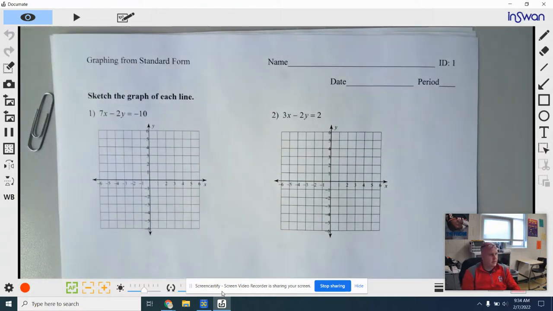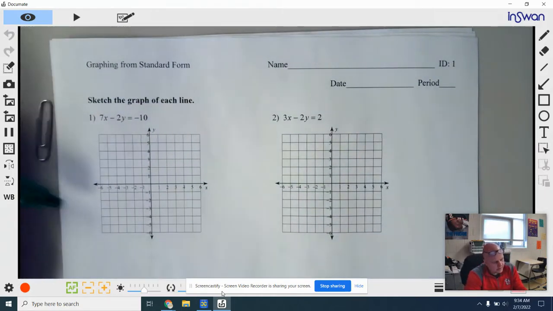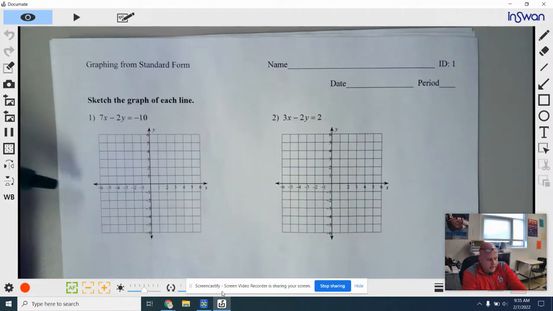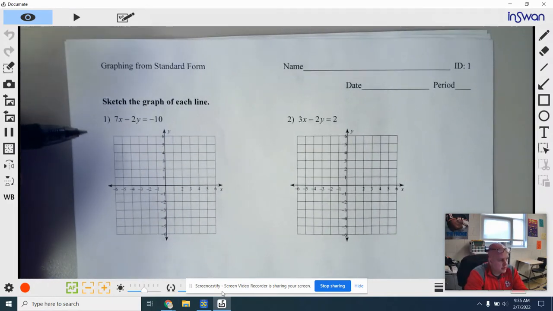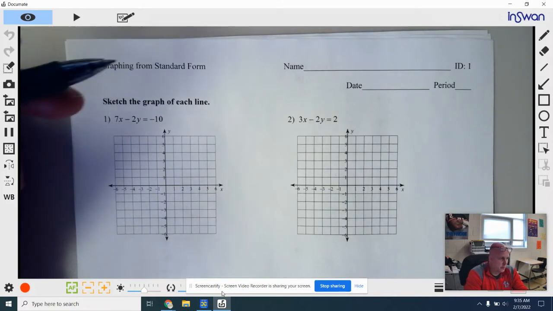Okay, guys, for today's lesson, you're going to need this sheet. This is graphing from standard form. So this is not in the packet. This is a separate sheet. So today we're going to talk about graphing lines, but they're not in slope-intercept form.